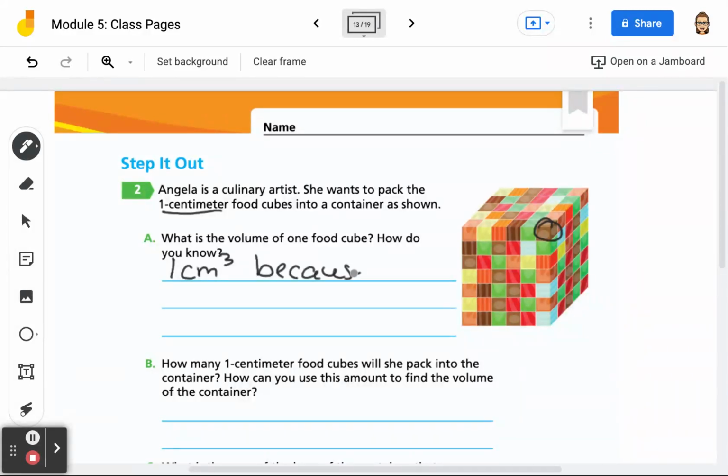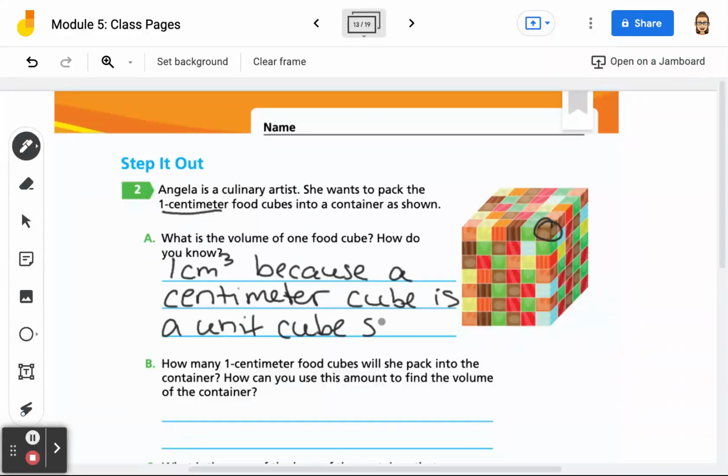because a centimeter cube is a unit cube. So it has a volume of 1 centimeter cubed.